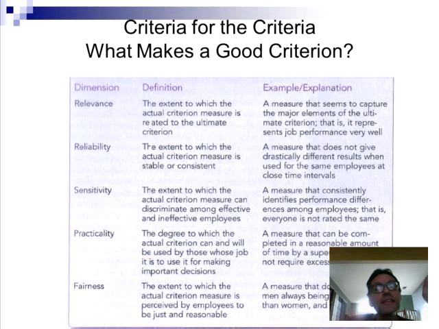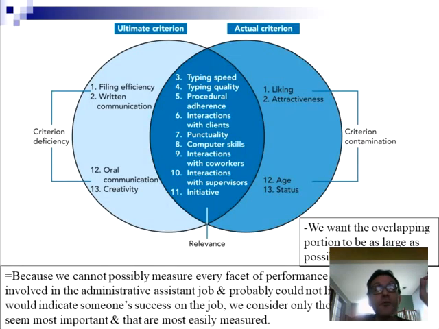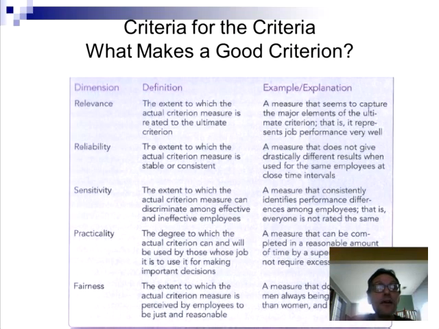And so putting it together, if your criteria are not relevant, reliable, sensitive, practical, or fair, don't use them. Okay? So that's the goal. Create as much overlap as possible while having that overlap be relevant, reliable, sensitive, practical, and fair.